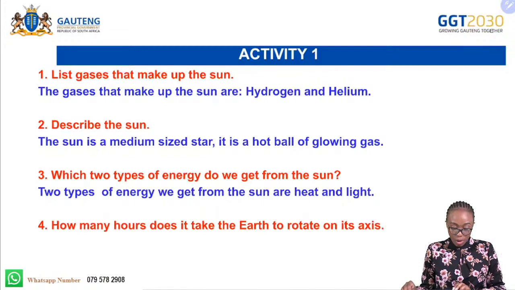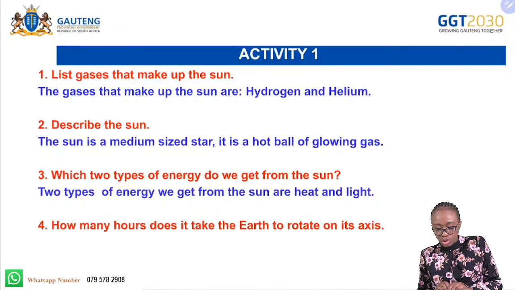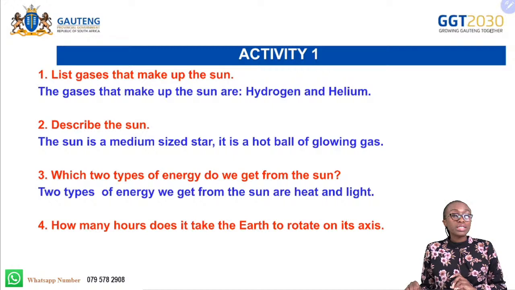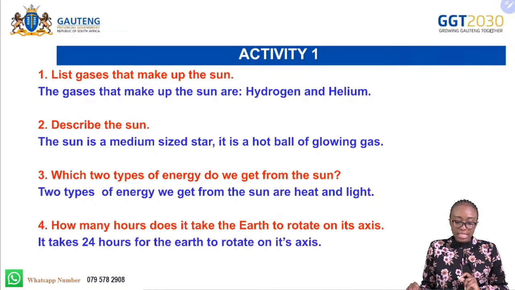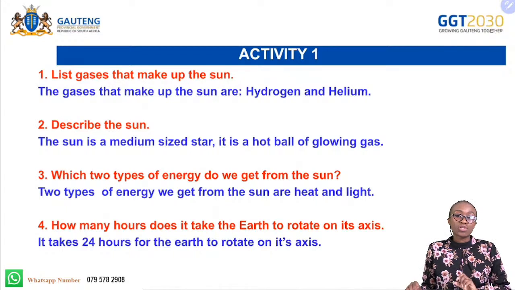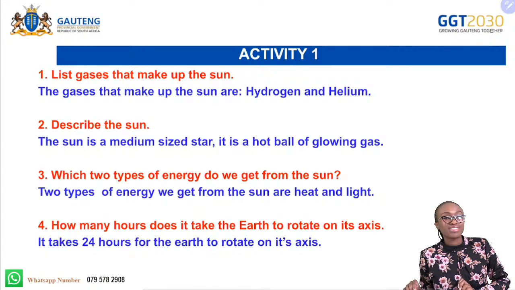And how many hours does it take the earth to rotate on its axis? It takes 24 hours for the earth to rotate on its axis. So I'm going to give you 2 minutes to copy down the corrections.